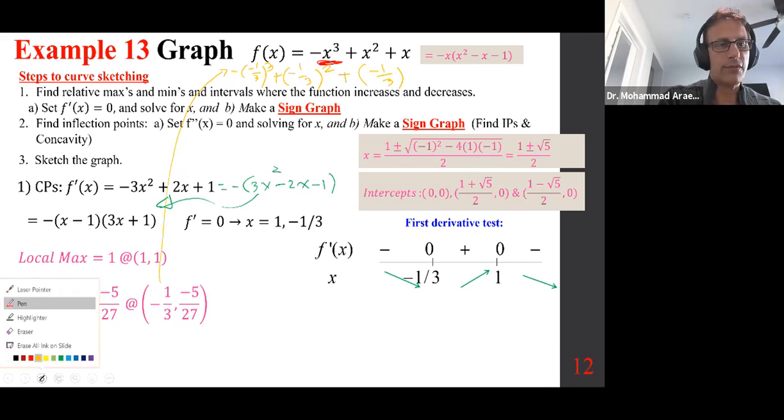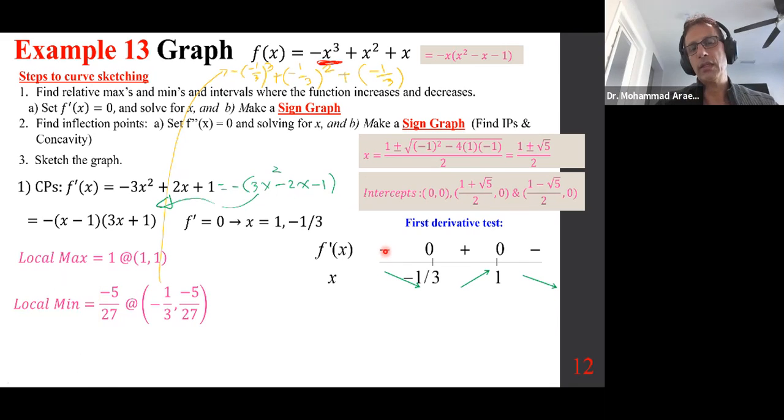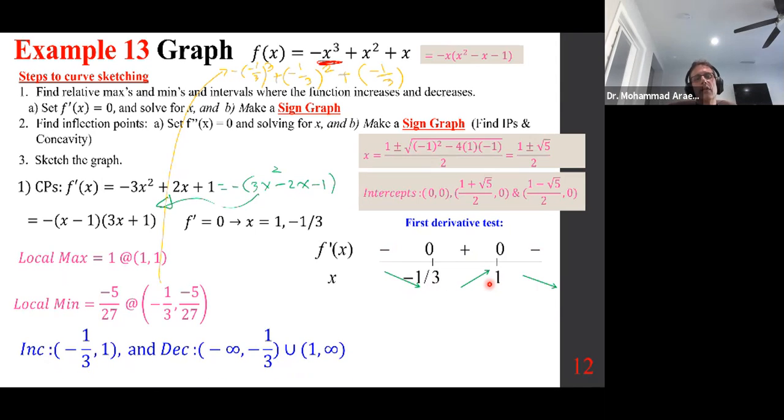Which means we also have the following information. Negative, and negative means what? Decreasing. So decreasing from negative infinity to negative 1/3, union 1 to infinity. Positive means increasing from negative 1/3 to 1. So we got a lot of information here. Okay, so adding to what we have already found, which was what? The intercepts. Let's go to the second derivative to find point of inflection or inflections if we have any.